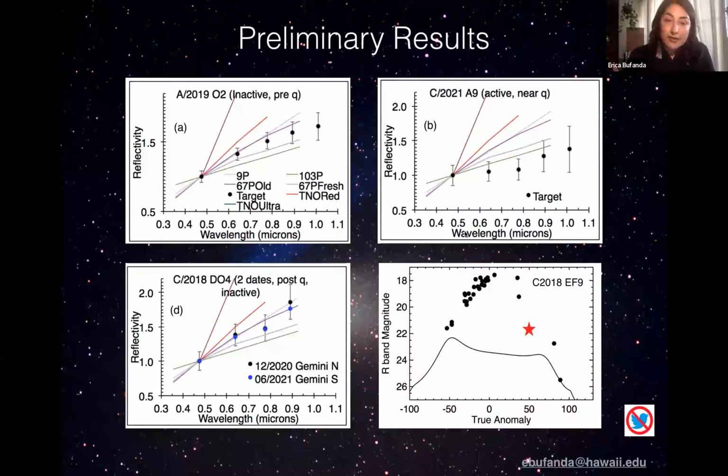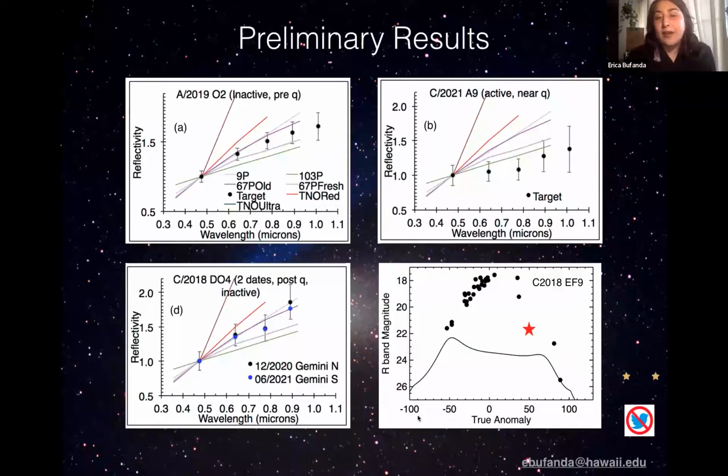We have C2018D04 in the bottom left-hand corner, and we have multiple dates for this target. The interesting thing is its colors do not change, even though this is a very active target. So that's something that we are definitely going to investigate. But we are still working on reducing and analyzing all of our small bodies, all of our LPCs.